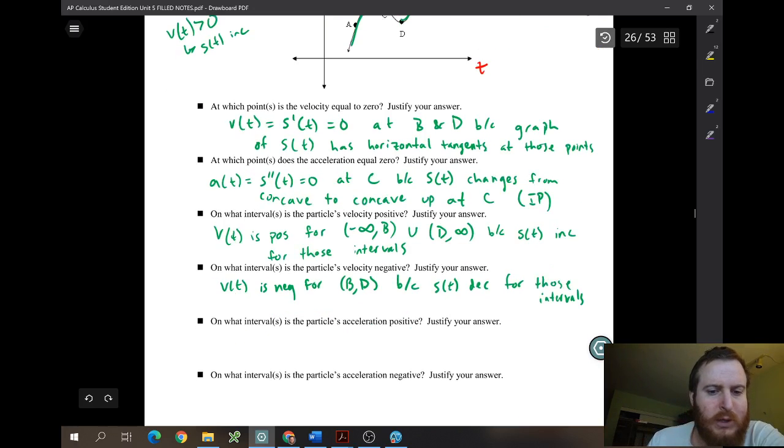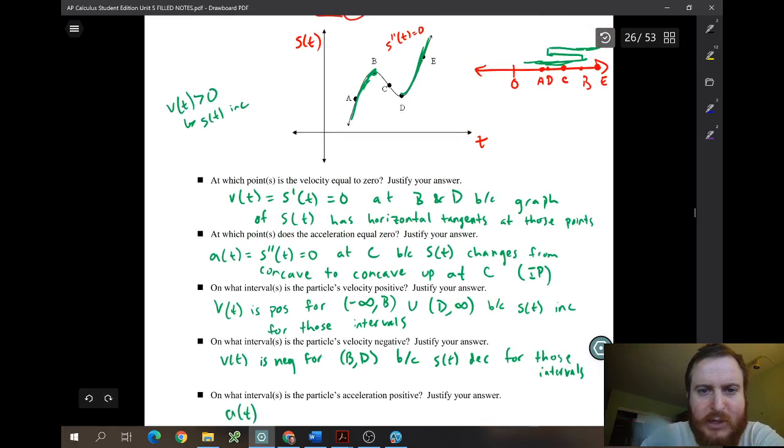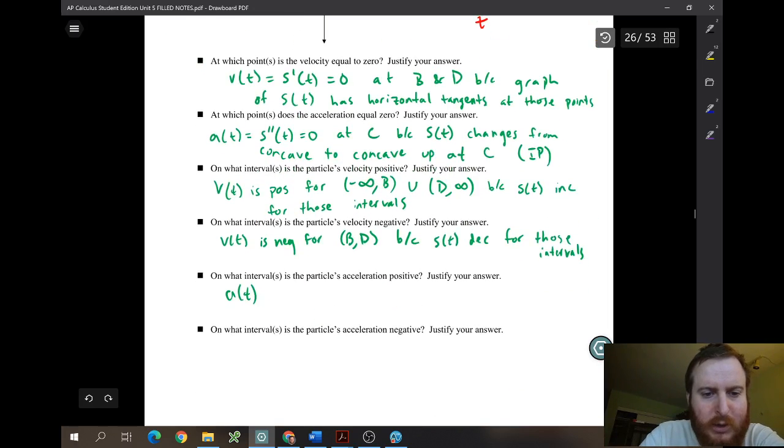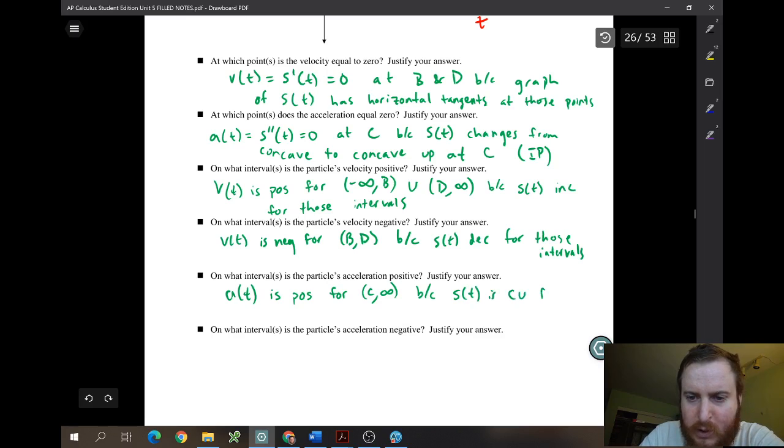On what intervals is the acceleration positive? Positive is going to match with concave up. So where is this graph concave up? We said C is the inflection point, so it's definitely going to change at C. I'm going to look at C, and it's concave up to the right of C, so from C to infinity. So A of t is positive for C to infinity, because S of t is concave up for those intervals.